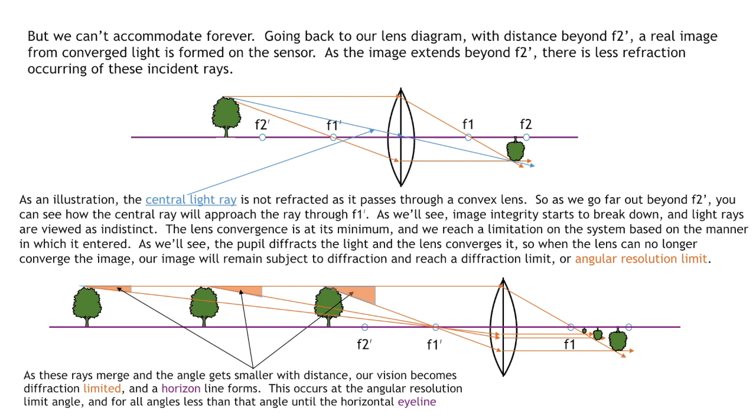But we can't manipulate this light and accommodate things forever. Again, going back to our lens diagram, with distance beyond f2 prime, a real image from converged light is formed on the sensor, but as the image extends beyond f2 prime, there is less refraction occurring of those incident rays.